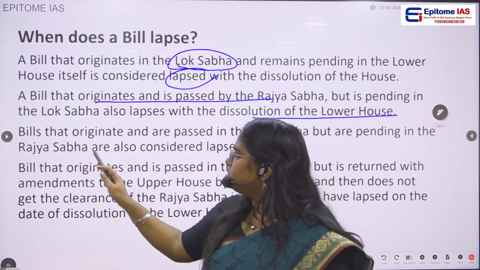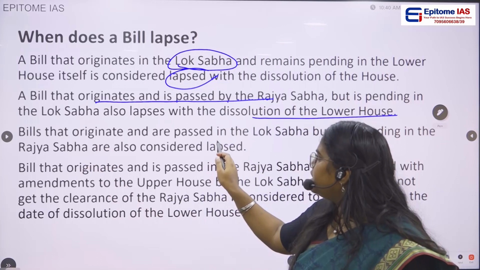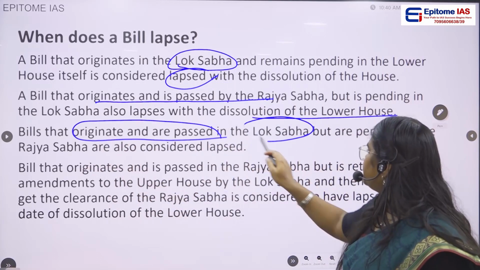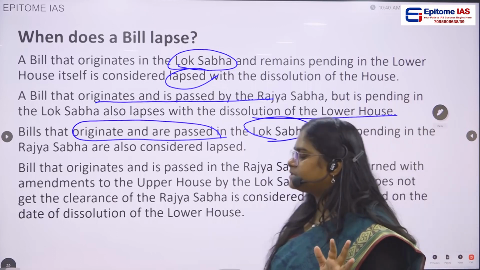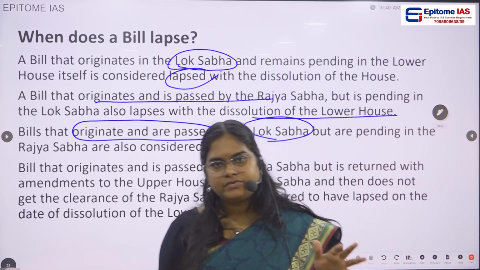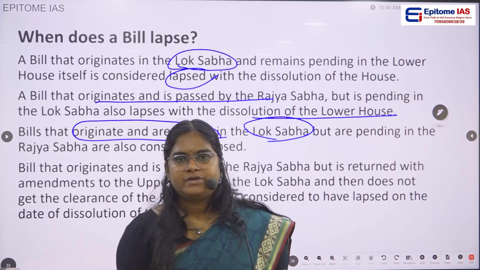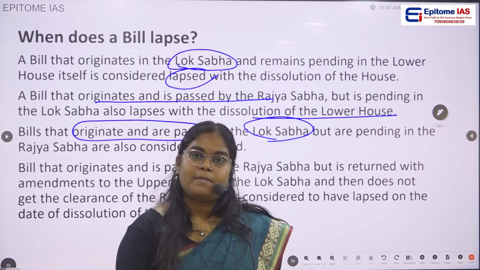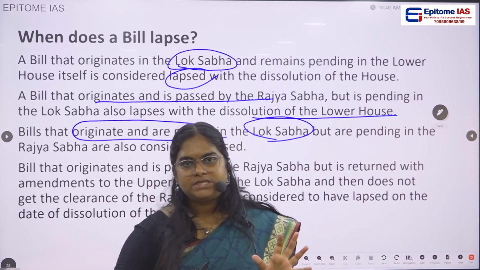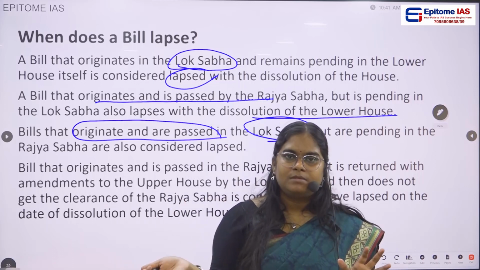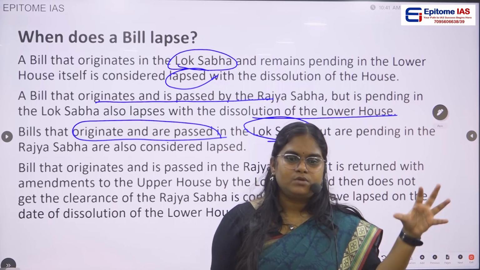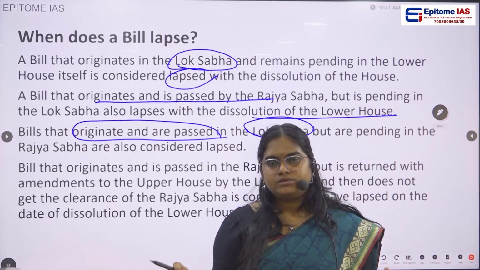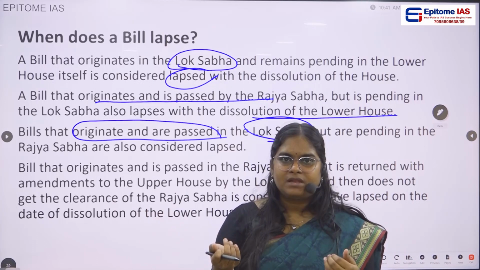Then the third condition is bills that originate and are passed in Lok Sabha but are pending in the Rajya Sabha, also considered to be lapsed. Let's say there is a bill which originated from the Lok Sabha and got passed by the Lok Sabha. Now it is transmitted to the Rajya Sabha, but the bill is pending in the Rajya Sabha. During this time, the Lok Sabha gets dissolved, then also this particular bill will lapse.